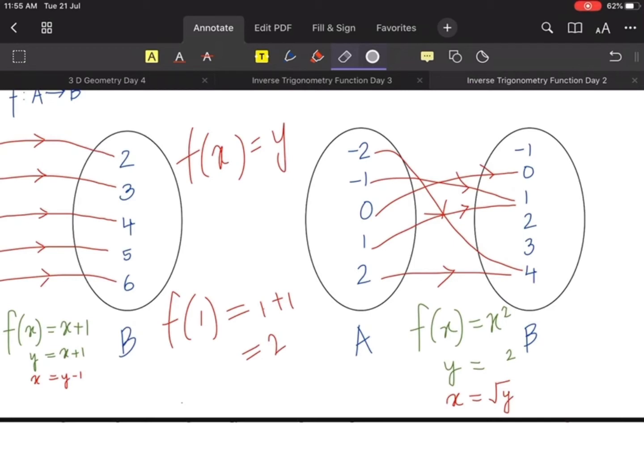Okay, clear? And there is another thing, that is codomain. Codomain is basically all the elements of set B. So in the second function, if somebody asks you what is the codomain, you will write all the elements of set B. So it means -1, 0, 1, 2, 3, 4. It doesn't matter which are related with elements of set A or which are not. We'll just write all the elements. Okay, clear?